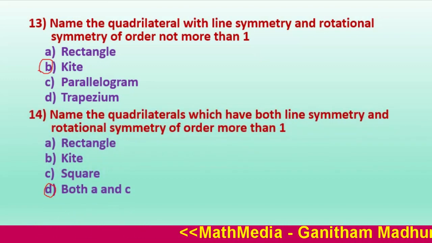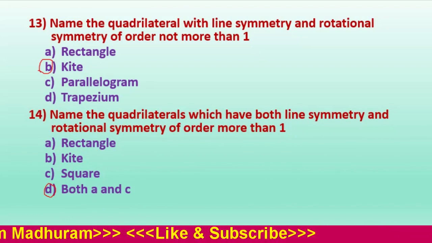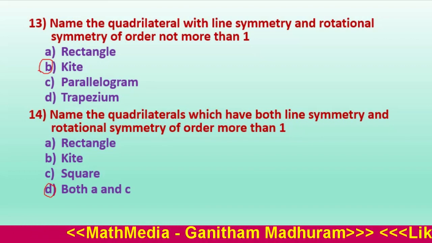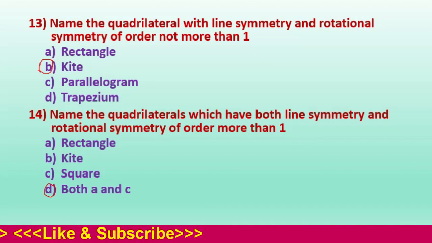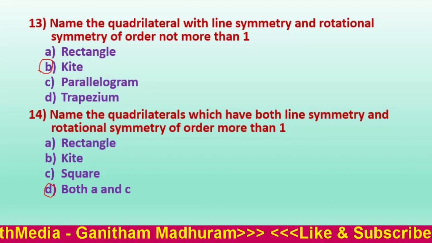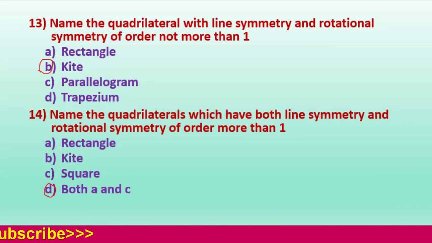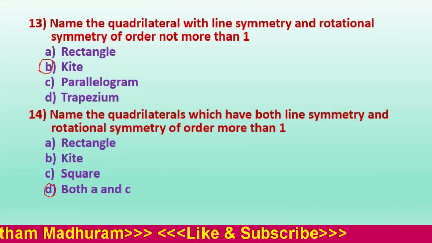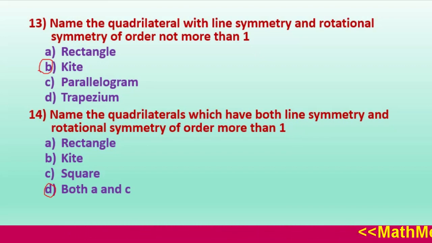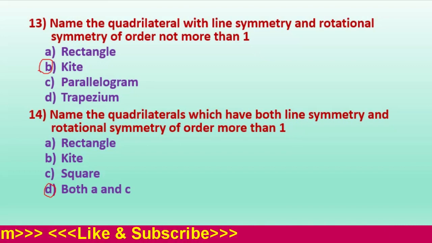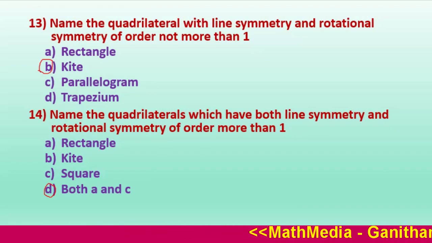Next question, question number 14. Name the quadrilaterals which have both line symmetry and rotational symmetry of order more than 1. So a rectangle is having line symmetry and rotational symmetry of order more than 1. Both are 2. A kite is having order 1 only. A square is having rotational symmetry of order 4 and line symmetry of order 4. Our question: name the quadrilateral having both line symmetry and rotational symmetry of order more than 1. So the options are rectangle and square. That is option D, both A and C.